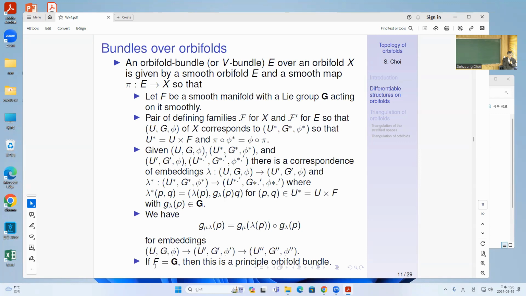Okay. So when F is G, and then if I use the right action, then you can just use the left action. You get a principal orbifold bundle. Okay. So then you'll have a right action. If I define with the left action here, then I can have a right action and so on. For F itself, I think that there will be a right action if I define it like this. So in that case it will be a principal orbifold bundle. So that's a generalization of a bundle to the orbifold case. Okay.